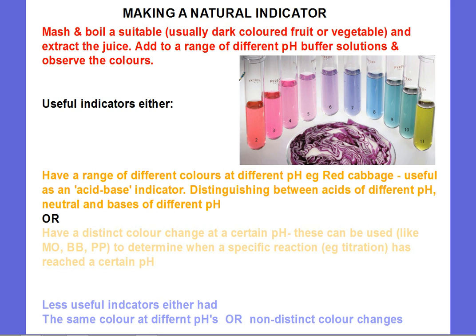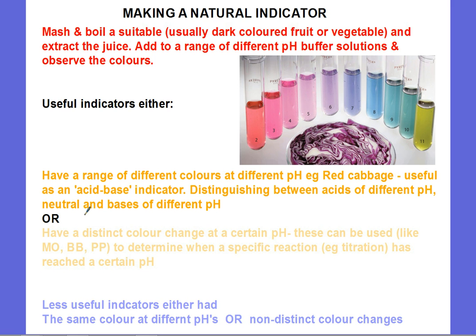Moving on, we have making a natural indicator. We made natural indicators by boiling up and mashing up a range of darkly coloured fruits and vegetables. We extracted the juice, then added them to a range of different pH buffer solutions to observe the colours. Now, the ones we decided were useful indicators were they either had a range of different colours at different pHs. For example, here, red cabbage, and it's useful as an acid-base indicator because based on the colour you see, you can pretty much tell what the pH is.